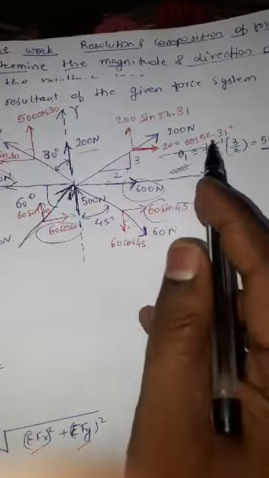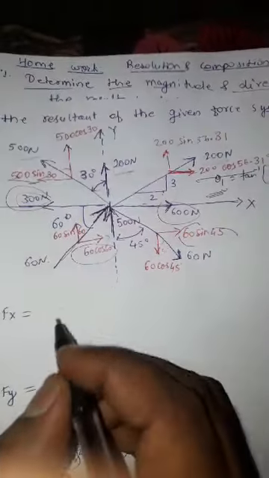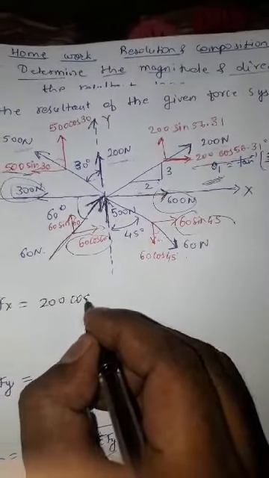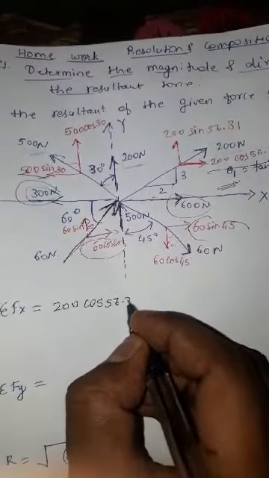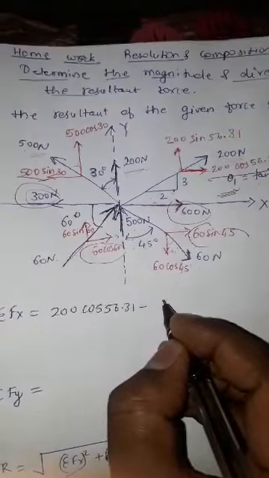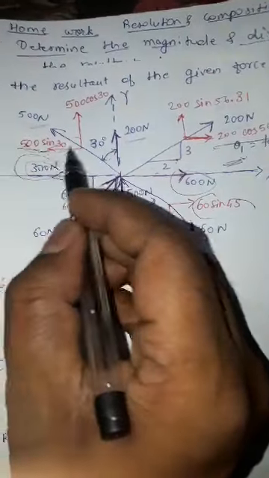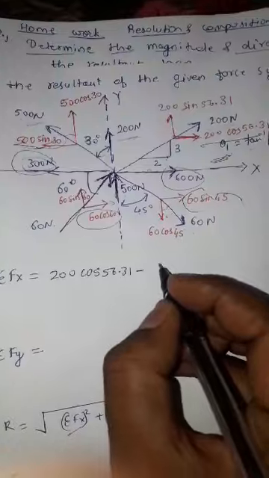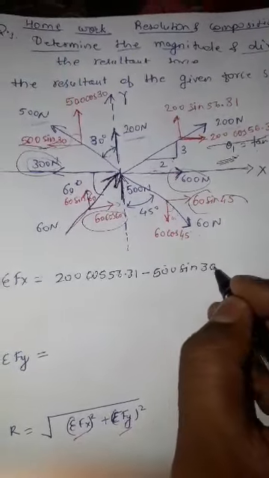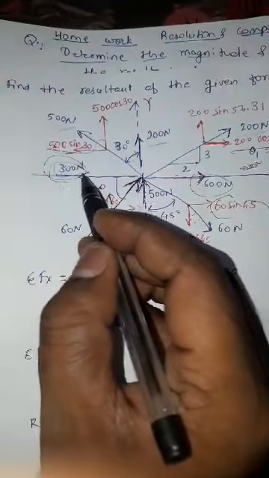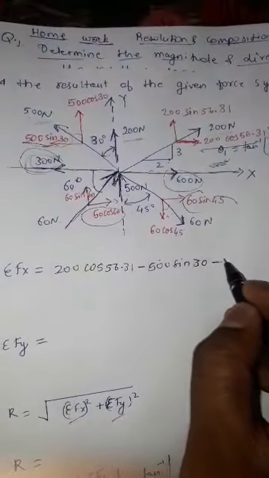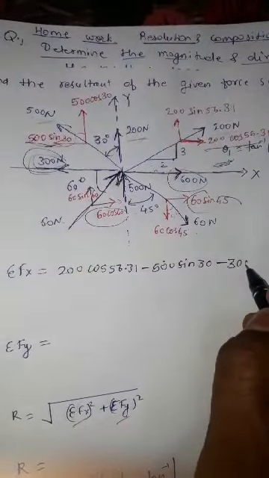So this 200 cos 56.31 is in the horizontal rightward direction, so it is a positive force. Next, this force is going leftward, so I am writing this as a negative: 500 sin 30 degree. Next, this 300 is already horizontal and leftward, so I am writing it as it is, 300.